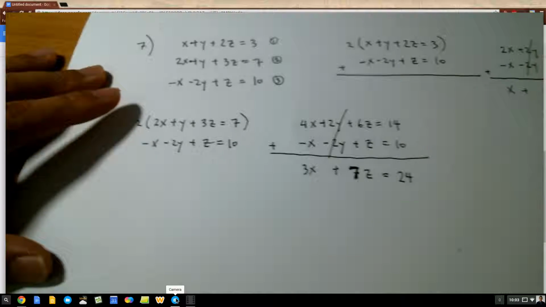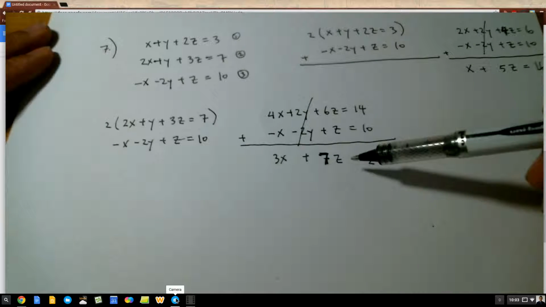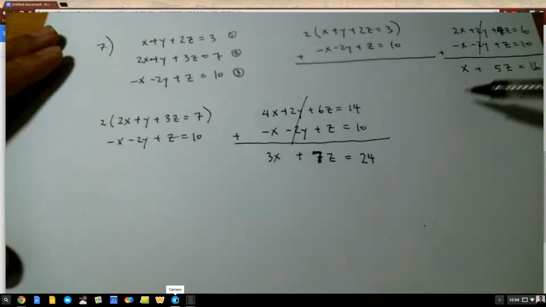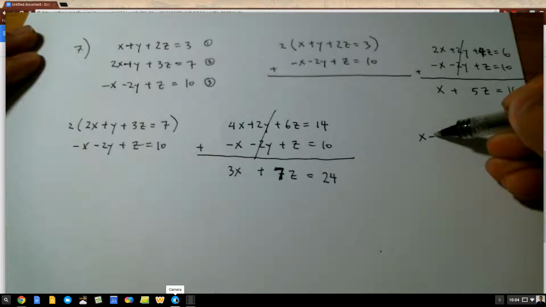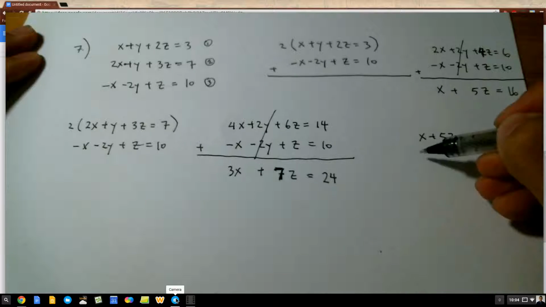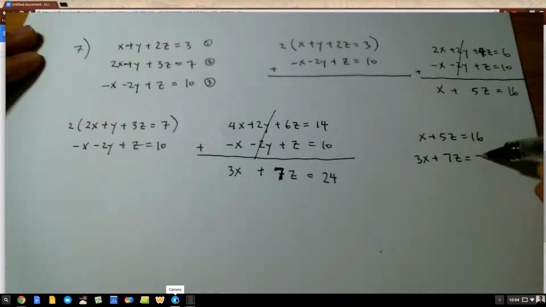So I got my two equations now. I got my first equation, x plus 5z, and my second equation, 3x plus 7z equals 24. So then I put them together and I want to eliminate another variable. So let's do that. x plus 5z is equal to 16, and then 3x plus 7z is equal to 24.